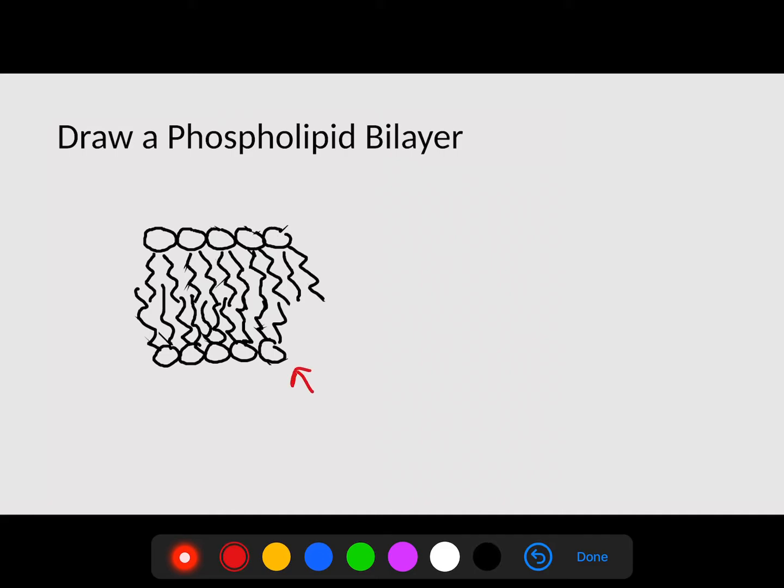So again, we have our hydrophilic heads, meaning that they do like water, they're associated with water. And we have our hydrophobic tails, which are associated on the inside.